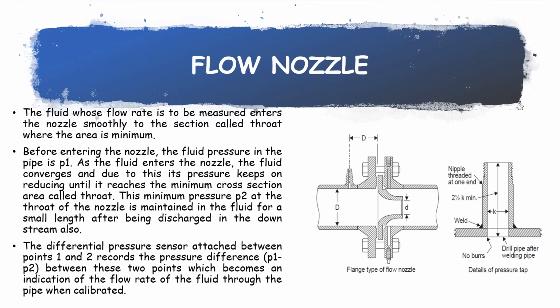The differential pressure sensor attached between the points 1 and 2 records the pressure difference P1 minus P2 between these 2 points, which becomes an indication of the flow rate of the fluid through the pipe when calibrated.